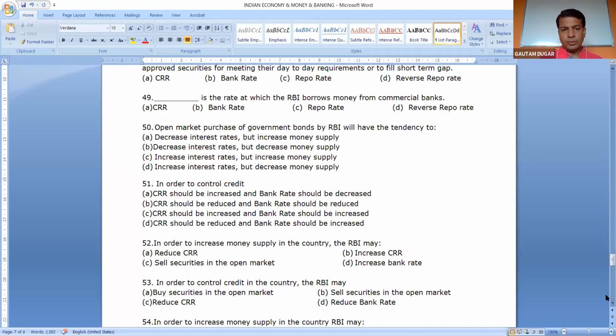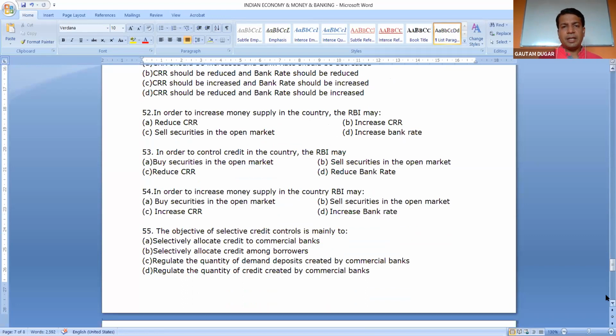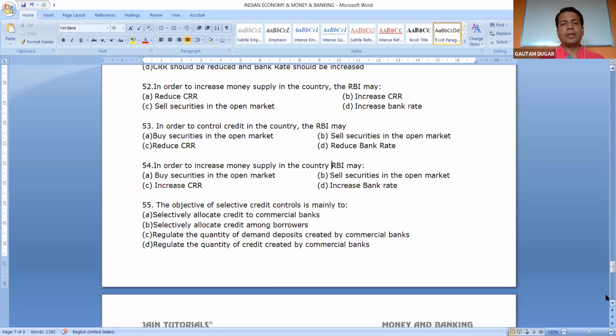In order to increase the money supply in the country, correct answer. In order to control credit in the country, RBI may. In order to control the credit, remember, that means credit को कम करना है, credit को reduce करना है. So obviously sell securities in the open market because when the securities are being sold, money will come out of the system and will go to RBI.